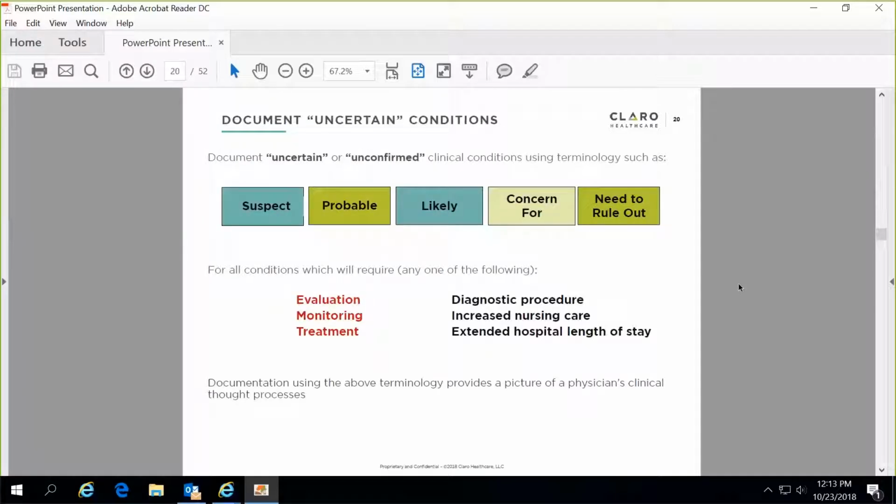So suspect, probable, likely, concern for. These are used, and again, used for your evaluation and management, pro-fee billing, but also to support in the inpatient setting maybe a condition that is uncertain and it hasn't been ruled out, but based on how you treated the patient and how he responded to treatment, it's likely, probable, suspected, and we code it as though it existed. If it's still at discharge, suspected.